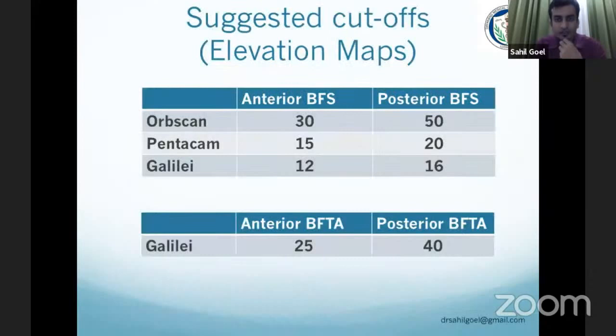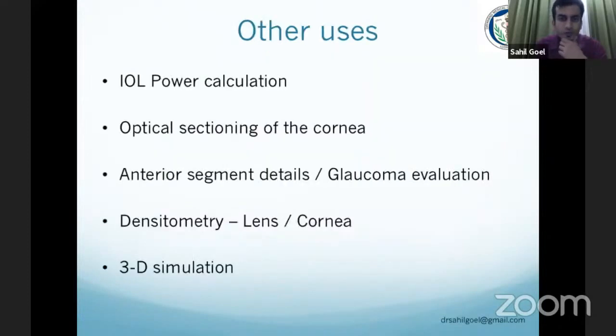So I think this is one table which would be relevant for the residents especially. These are the suggested cutoffs on elevation maps for Pentacam and Galilee. For Pentacam, on the anterior best fit sphere it is 15 microns, posterior would be 20. For Galilee, if you are not using a toric aspheric, that is, you are using a simple sphere as a reference surface, 12 and 16 microns will be the suggested cutoff for you to be able to diagnose keratoconus.